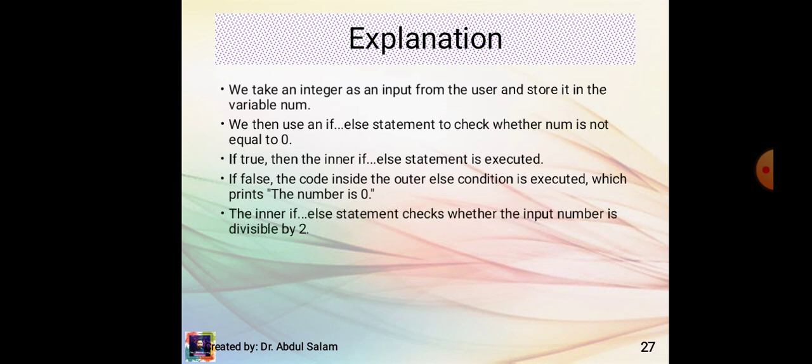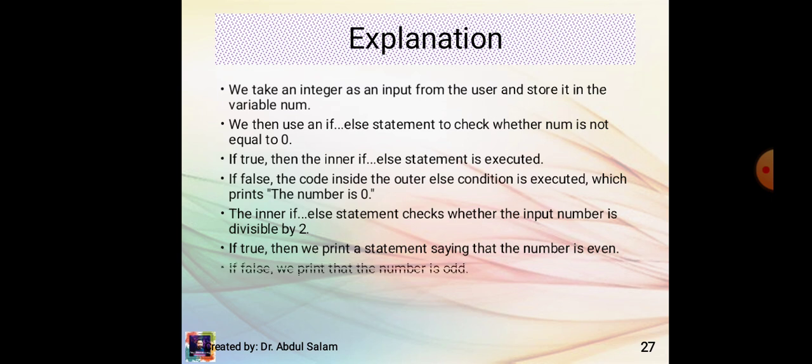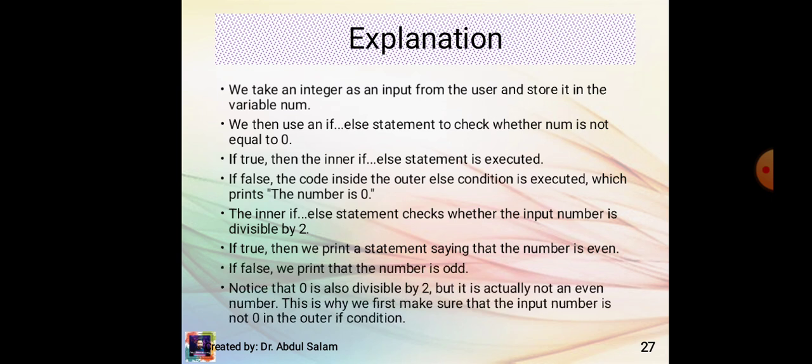The inner if else statement checks whether the input number is divisible by 2. If true, then we print a statement saying that the number is even. If false, we print that the number is odd. Notice that 0 is also divisible by 2, but it is actually not an even number. This is why we first make sure that the input number is not 0 in the outer if condition.